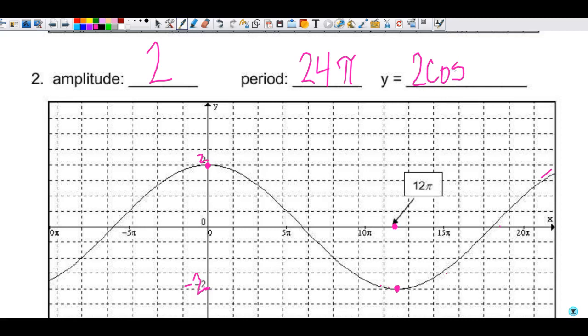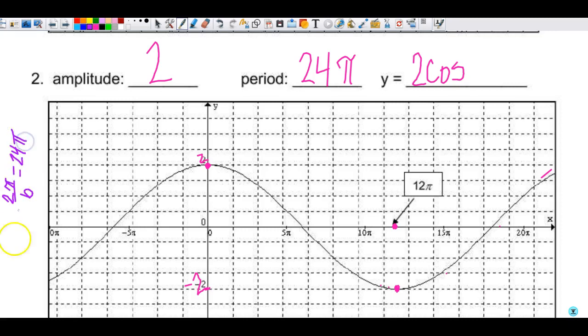And I have to know what I'm going to multiply by x. How many cycles do I get in a 2 pi window? 2 pi is going to be right in here somewhere. I don't get very much of one, right? But remember, to find the cycle, it would be 2 pi divided by b, or really the absolute value of b. 2 pi divided by b would equal 24 pi.